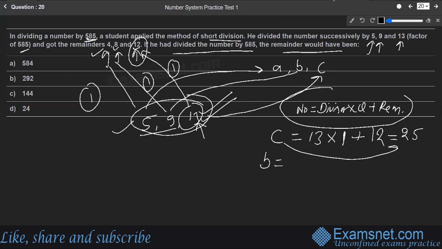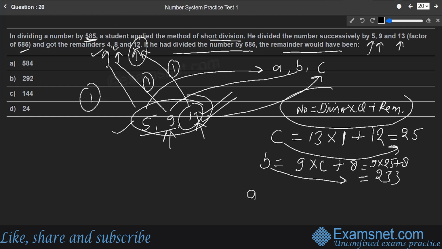Now let's go for B, and the divisor now will be 9. Again the same situation: divisor 9 into, this time we'll use C as the quotient, plus the remainder when division was done by 9, which was 8. So if you do this and use the value of C, that is 25, you have to do 9 into 25 plus 8, which is 25 into 9 is 225, plus 8 is 233. So this is the value of B.